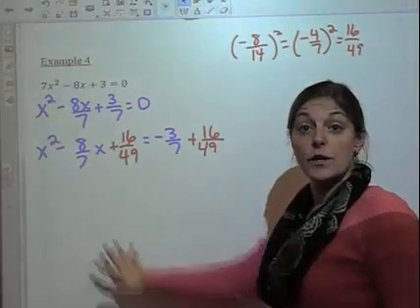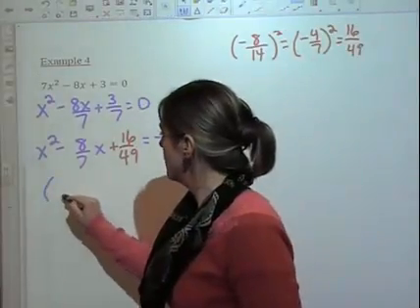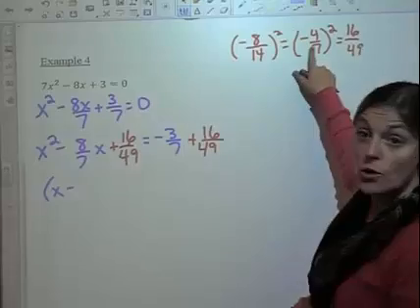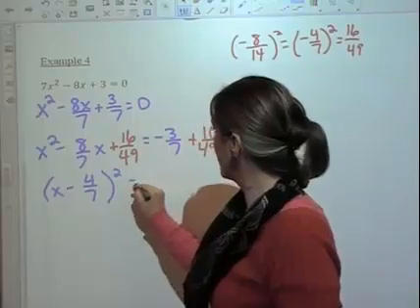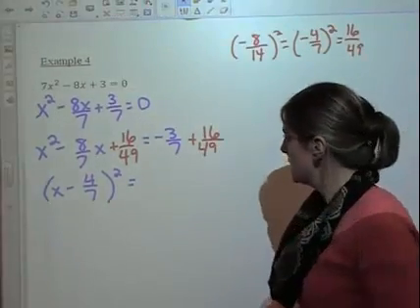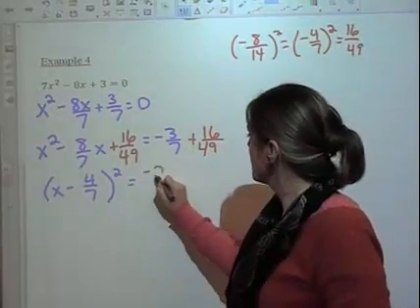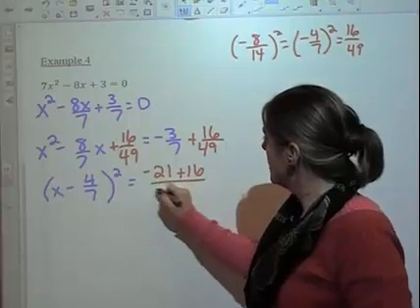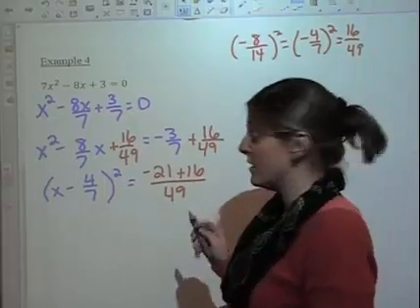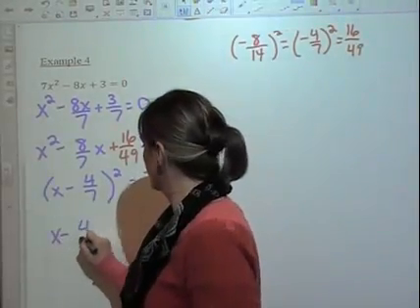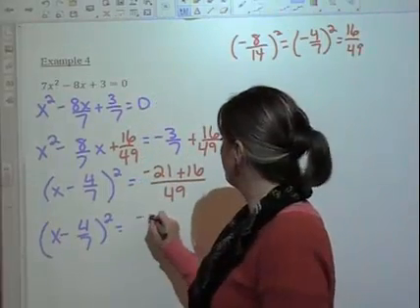And now we have a perfect square trinomial over here, so we can go ahead and factor that. So we have x minus, and then this 4/7 quantity squared, and then we can simplify this. So we're going to multiply by 7 over 7 here. So we have negative 21 plus 16 all over 49. Okay, and now we'll just combine those. So we get negative 5 over 49.